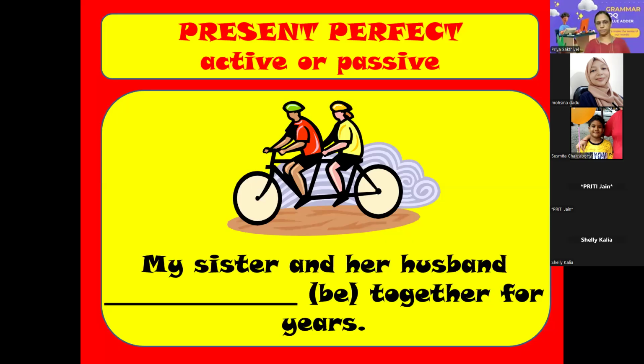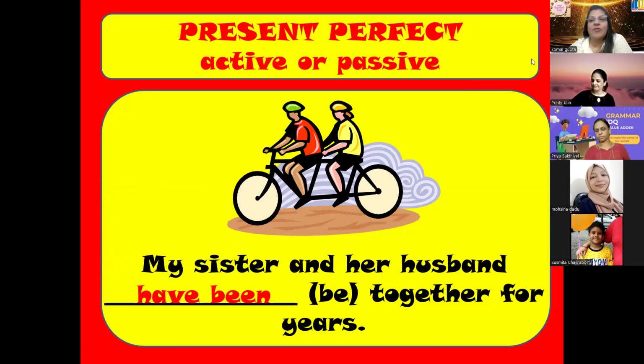Okay? Chalo, let's start. Yes, let's start with Mosina. Mosina, read this sentence, dear. Unmute karo jaldi se. Yes, Mosina. My sister and her husband blank together for years. Have been. My sister and her husband have been together for years. So this is a sentence of active voice. Excellent.